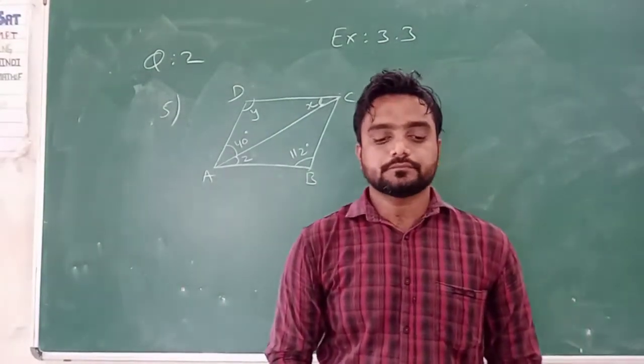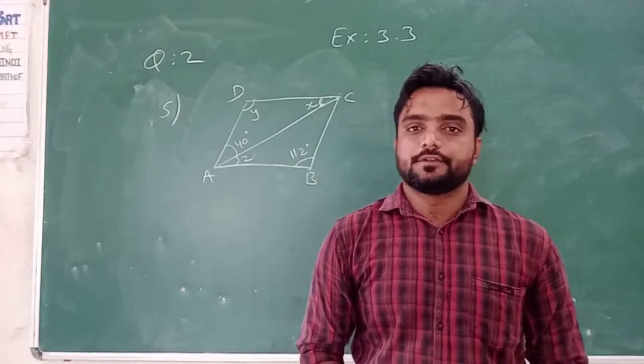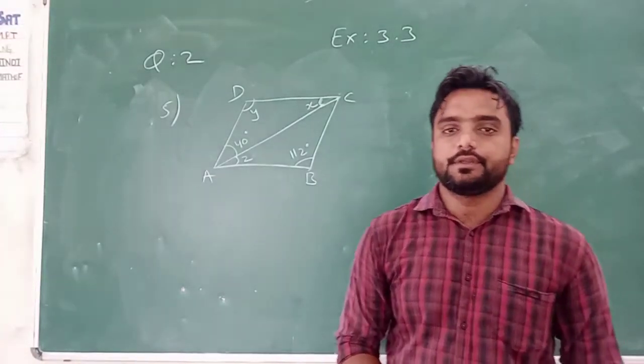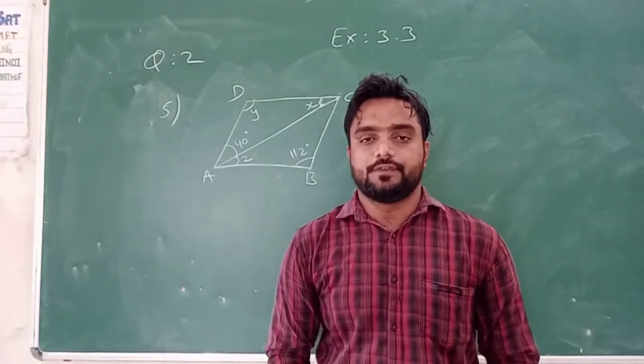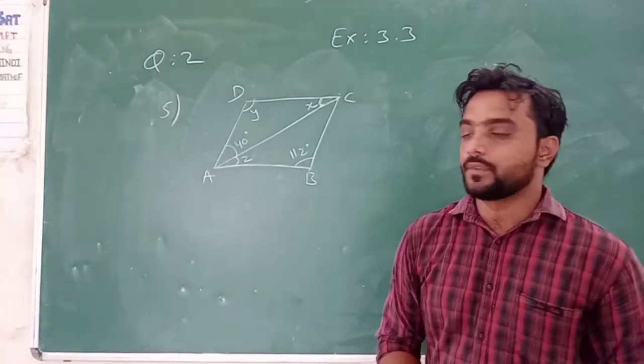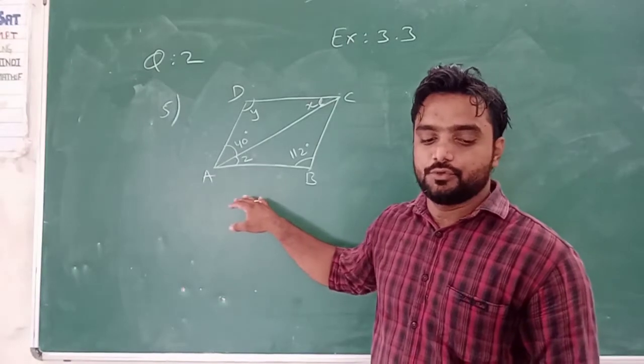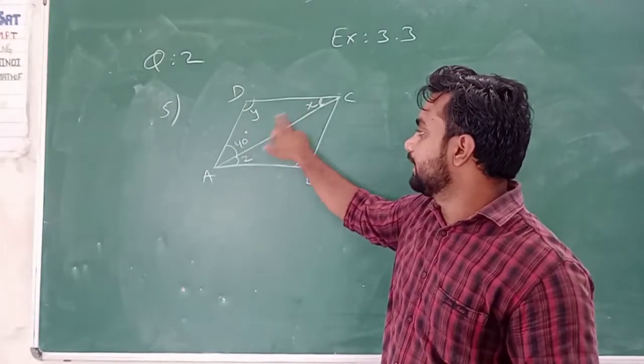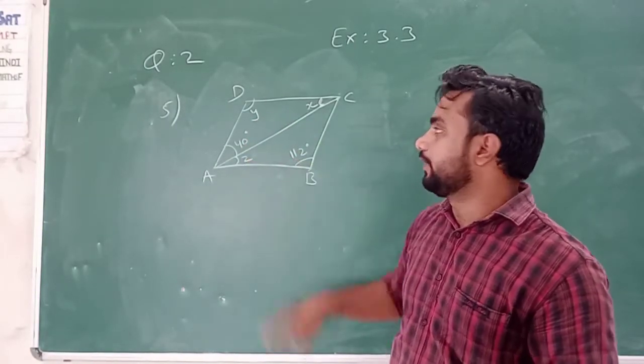Now today we will discuss the further figures of exercise 3.3, the second question. Now the whole figure that is given in your homework. We will proceed from the fifth figure. So this fifth figure is given to you: y, x, 40 degree, z, 112 degree.